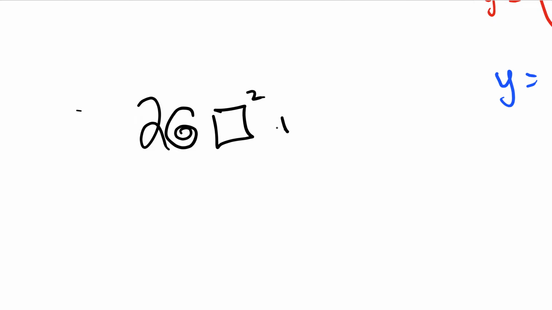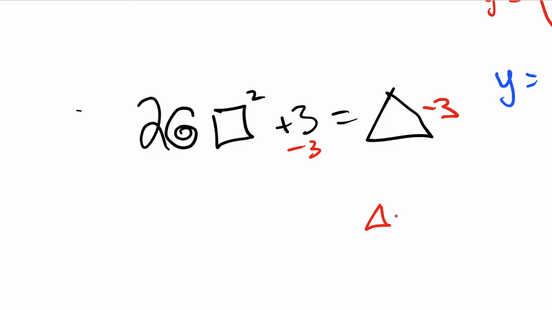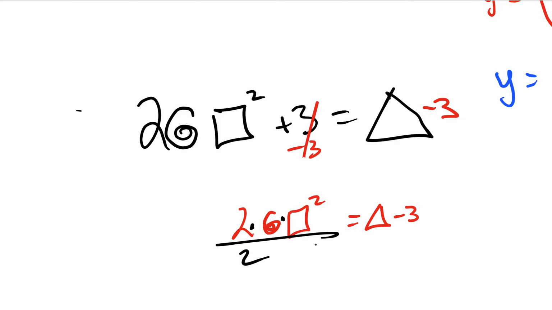For example, I could say 2 spiral times 2 spirally squared plus 3 equals triangle, right? We're going to follow the same rules. So do I have any addition or subtraction? I do. So it's going to be triangle minus 3, 2 spiral squared. So then we have times, so we're going to divide by 2, divide by a spirally thing.